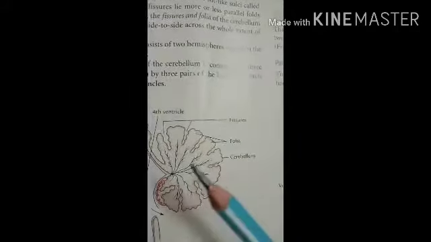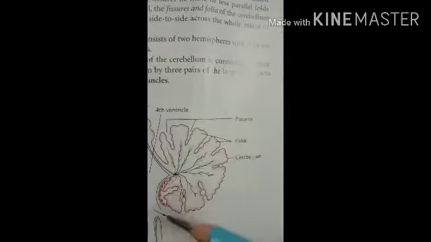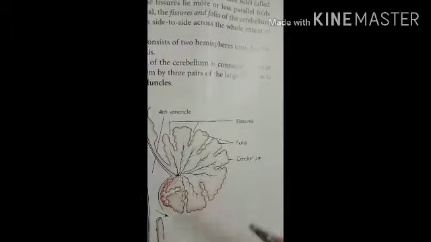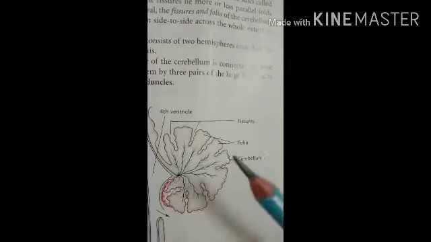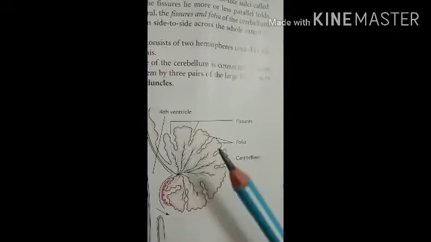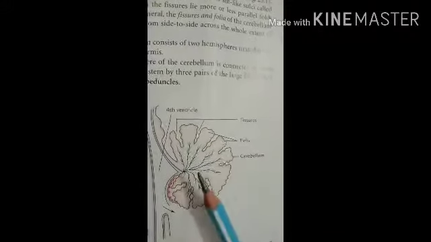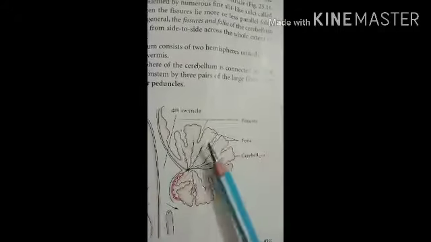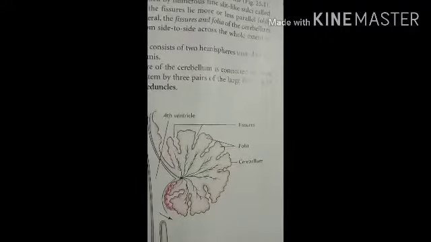Then if the lesion occurs on the vermis, it leads to truncal ataxia because of the connection of the vermis to the vestibular nuclei. The nystagmus is due to the loss of labyrinthine connection of the vermis, and the vermis is also related with the emotions. So those symptoms are also seen when the lesion occurs in the vermis. So these are the clinical points related with the cerebellum.